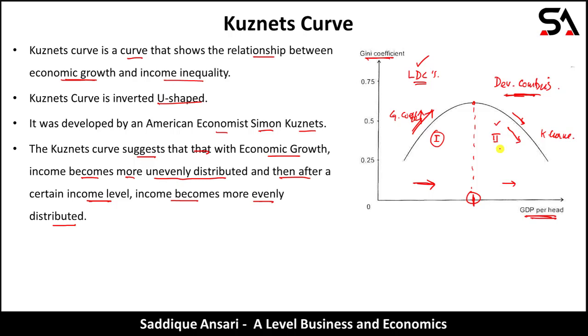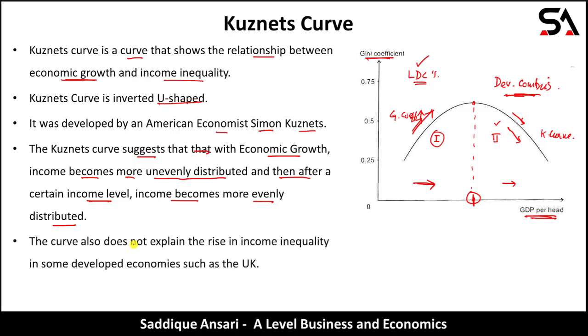But that is not the same for all developed countries. All developed countries are not the same. The curve doesn't explain the rise in income inequality in some developed economies such as the UK. UK is a developed country. Over the period of time, there was economic growth in the UK. Before COVID, at least, the income inequality was also rising. So I have told you that this curve is not explaining each and every developed country. There may be some exceptions, but for many developed countries, income inequality may decrease because of the effective policies of the government. So that's all about today's lecture.